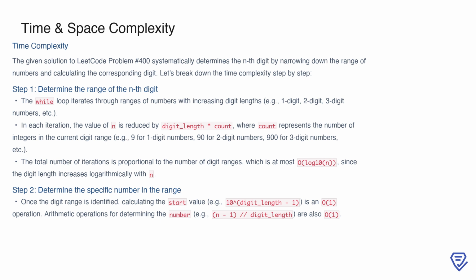Once the range is identified, the next step is to determine the specific number within that range. Calculating the starting value of the range, such as 10 for 2-digit numbers, is done in constant time, as are the arithmetic operations to find which number corresponds to the reduced value of n. These operations are all O(1).